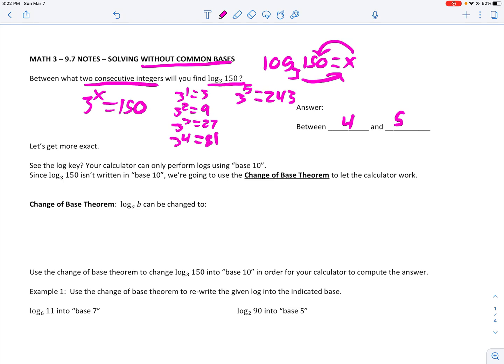So my answer, again, you're looking for the exponent, the power that makes it work. That's what a logarithm is: the power that works. So I know it's somewhere between 4 and 5. I don't know exactly what it is.